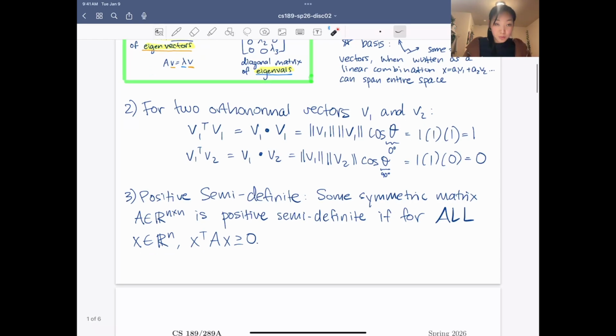And lastly, number 3, you'll see it in the problem, so it's fine if you don't exactly remember it now. What does positive semi-definite mean? Basically, some symmetric matrix A is positive semi-definite if for all vectors x of dimension n, we have x transpose times A times x is greater than or equal to 0. And remember, we have some symmetric matrix A. Okay, and so that's all you need to know for question 1. So let's dive right in.